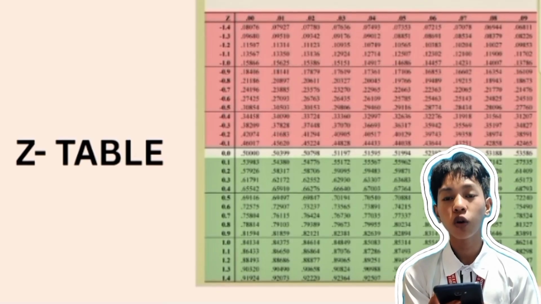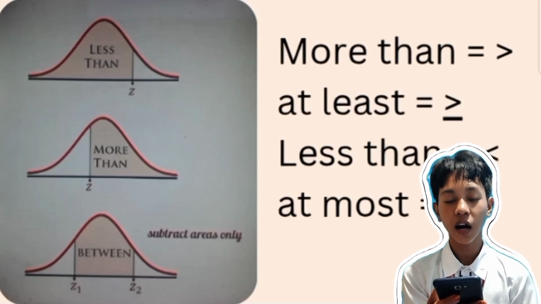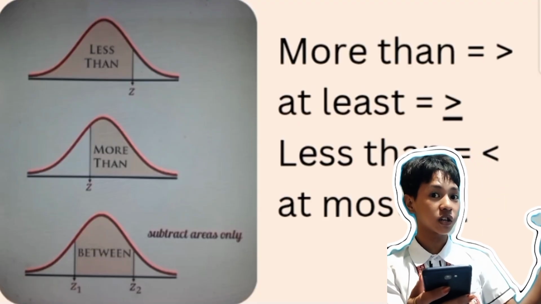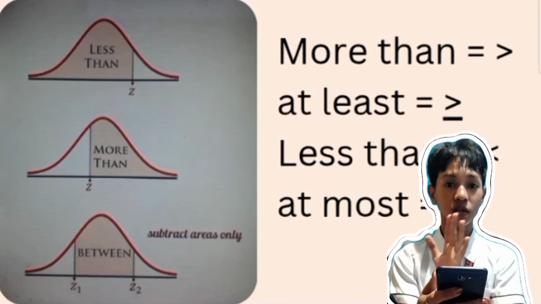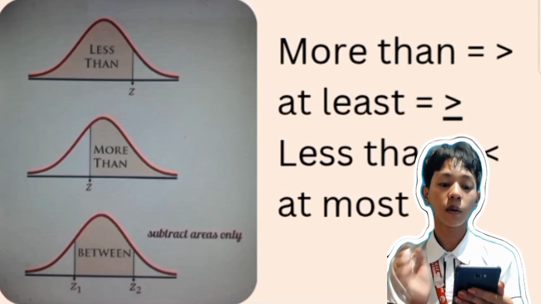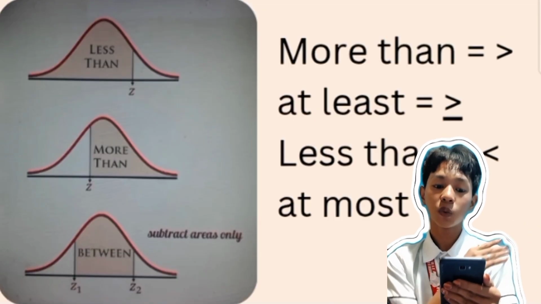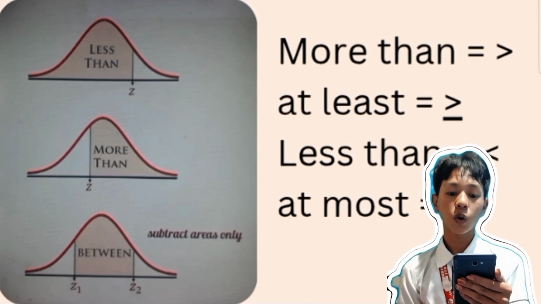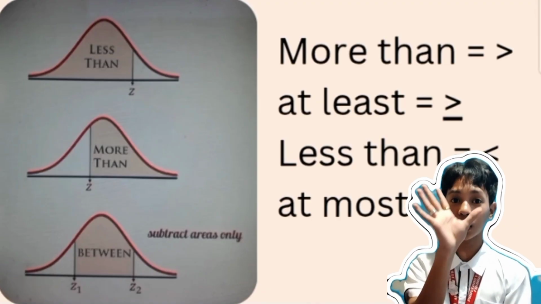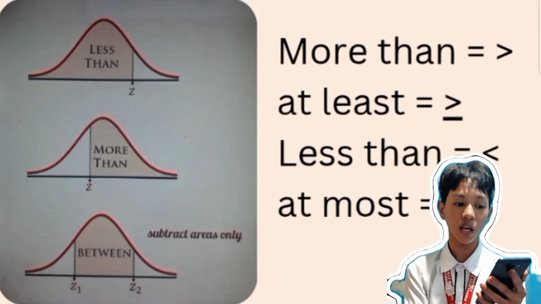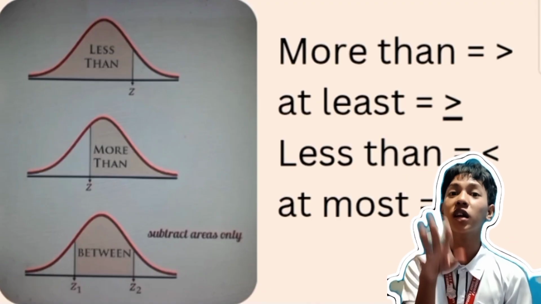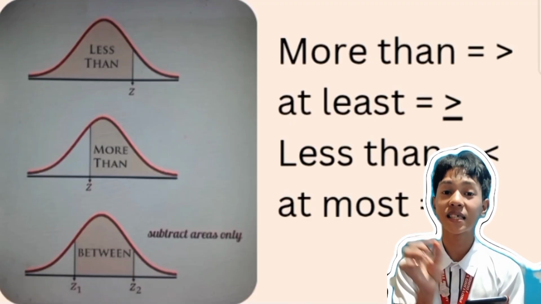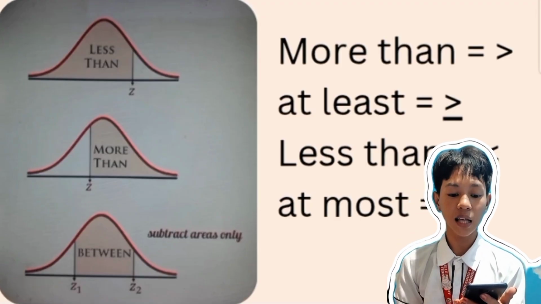So, remember, when there is a "more than", the area we want is from where our x, or our z, is, and we shade that side. When you say "less than", it is the opposite side. And when it is "between", we shade the middle. More than and at least are the same, and the same goes for less than and at most.